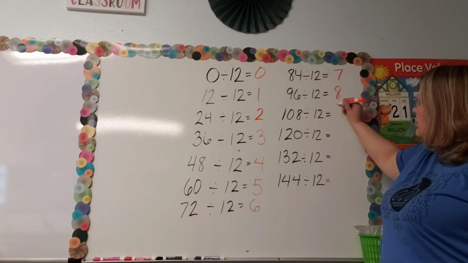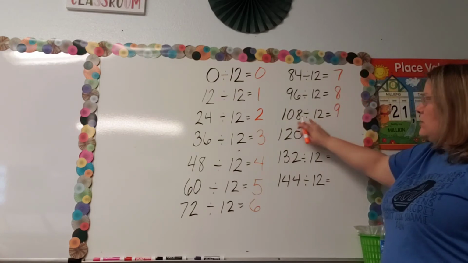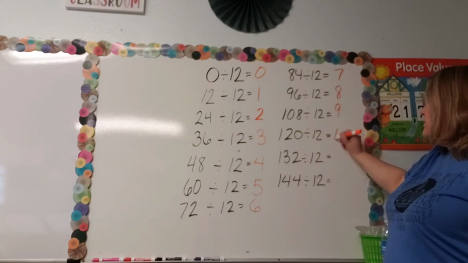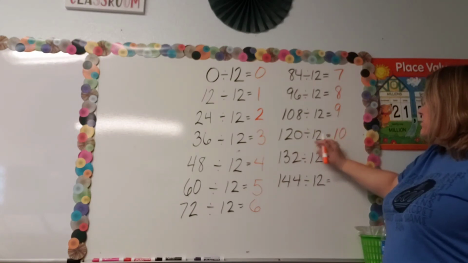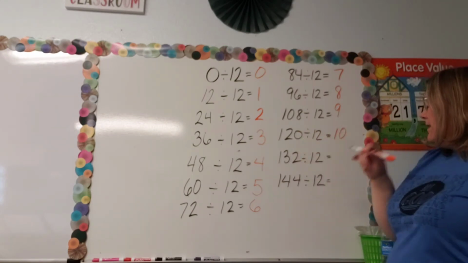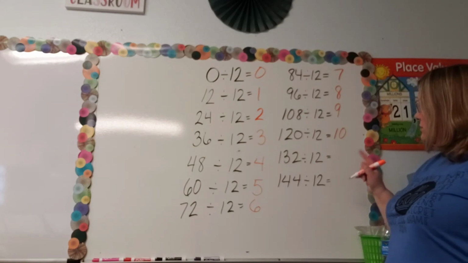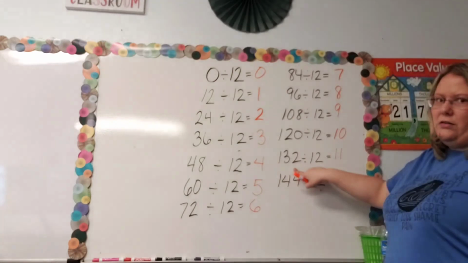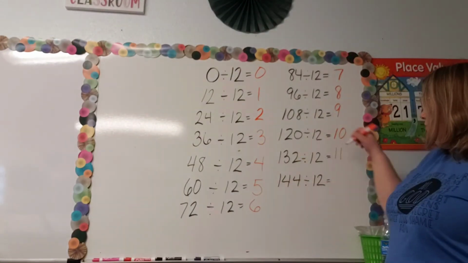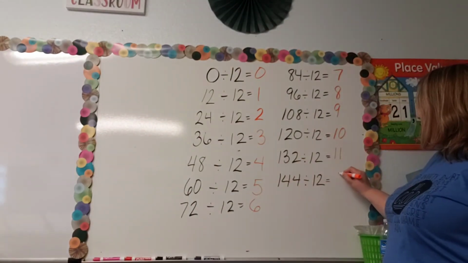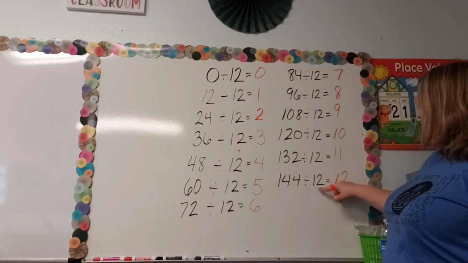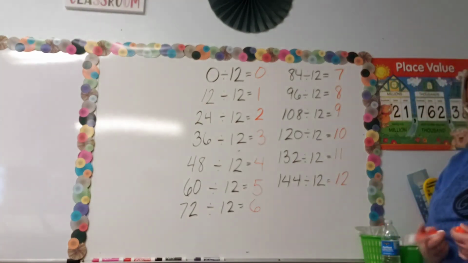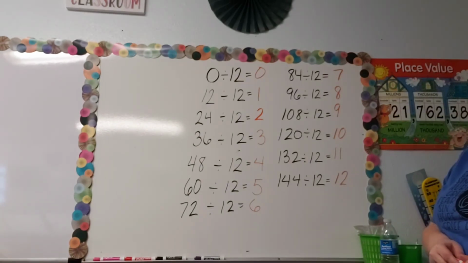108 divided by 12 is 9. 9 times 12 is 108. 120 divided by 12 is 10. 10 times 12 is 120. Then we have 132 divided by 12 is 11. 11 times 12 is 132. 144 divided by 12 is 12, because 12 times 12 is 144. All right, leave those up for a minute. Okay, you can pause if you need to.